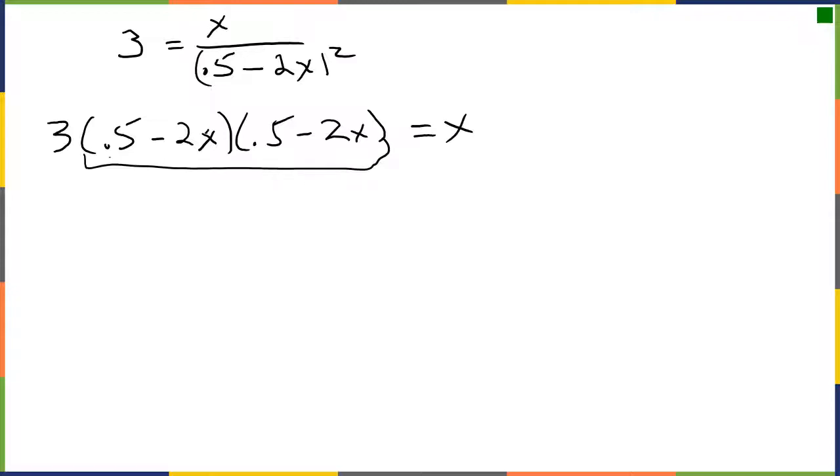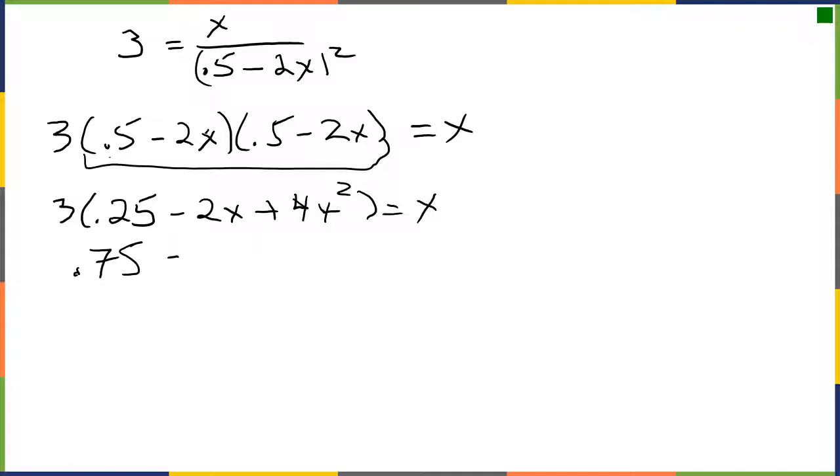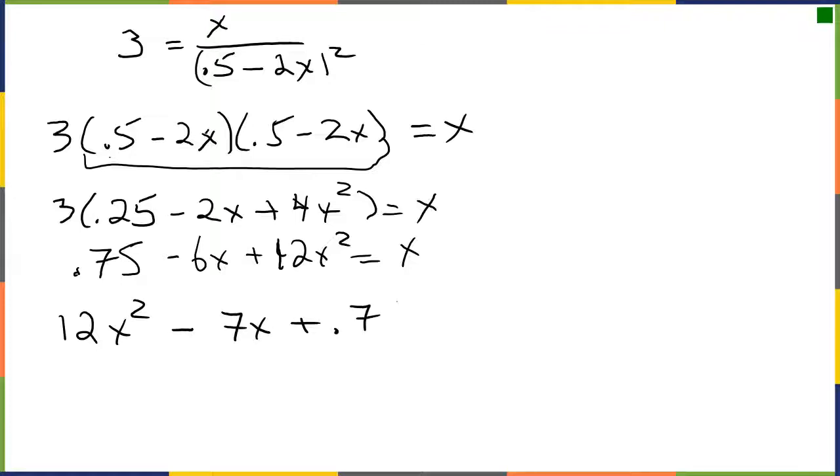If I do this stuff in the middle first, I'm going to get 3 multiplied by 0.25 minus 2x plus 4x squared is equal to x. If I multiply through by the 3, I'm going to get 0.75 minus 6x plus 12x squared is equal to x. If I put the x on the other side, I'm going to get 12x squared minus 7x plus 0.75 is equal to 0.